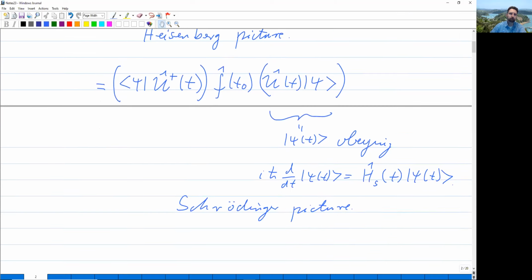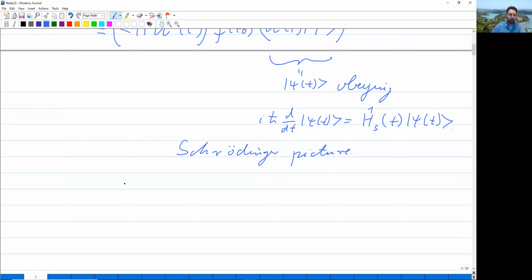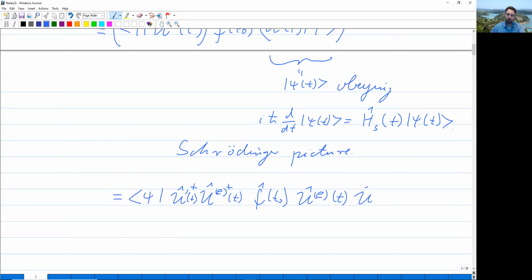Well, and then we found that there's yet another way of bracketing things, namely we write that this is psi, and then U hat prime dagger and U hat easy dagger of t, and then f hat of t naught and U hat easy of t, U hat prime of t, and psi, where this was a decomposition of the full unitary time evolution operator.